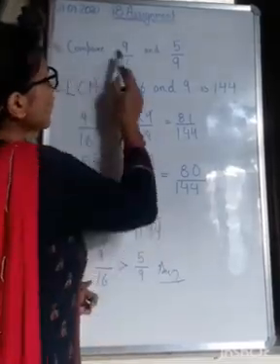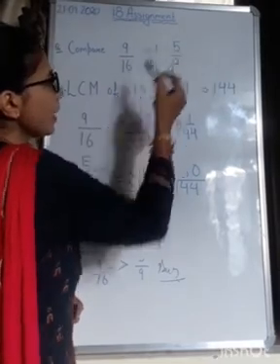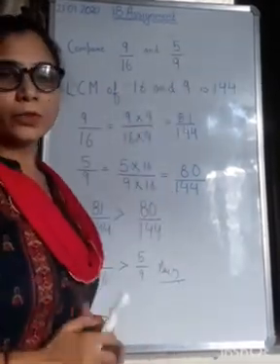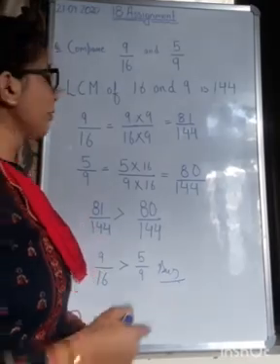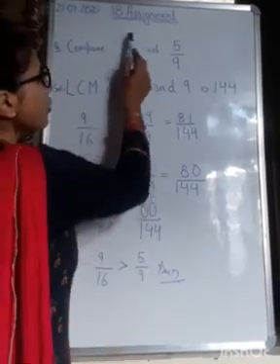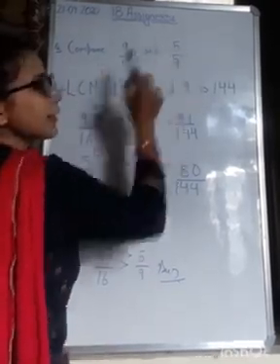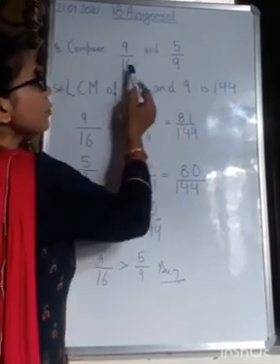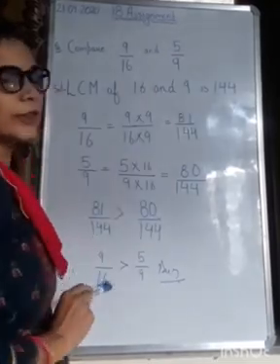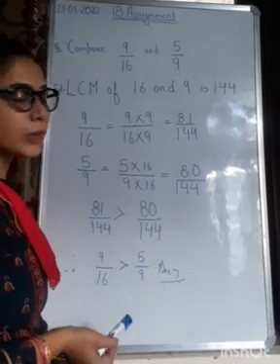Next we are having compare 9 by 16 and 5 by 9. Now we are having two fractions and we have to compare them. For that we have to make these fractions equivalent like fractions, or you can say we have to make the denominators of these two fractions equal. And how are we going to do that?